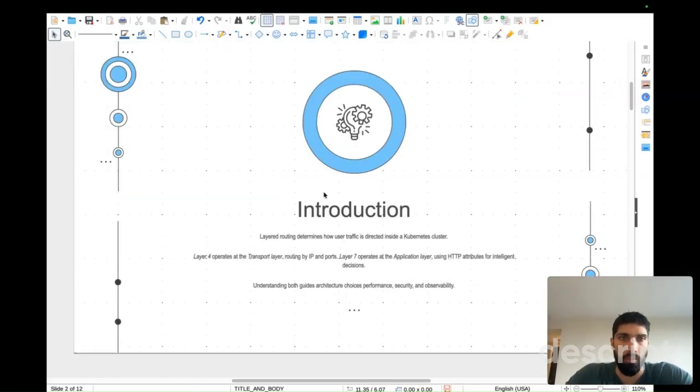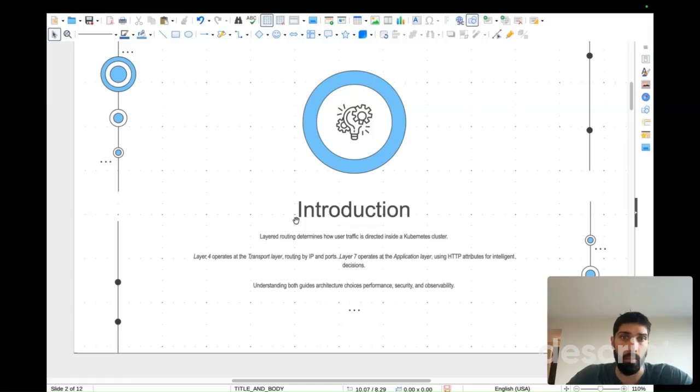So, an introduction: what is layer 4 and layer 7? Layer 4 and layer 7, I'm referring to our network layers. Layer 4 is the transport layer, and it basically routes traffic based on the TCP and UDP port and given the IP address. That's all the information it has, and then they are routed by a load balancer, typically in Kubernetes. This is a service type load balancer, and it routes traffic to a pod.